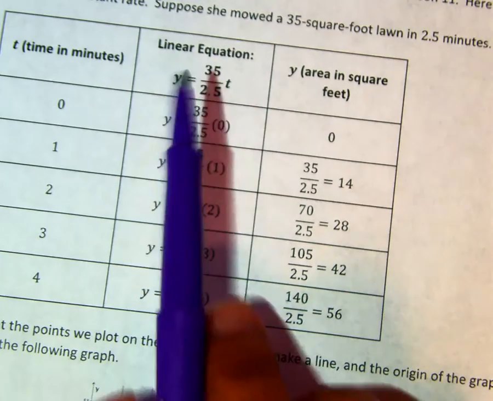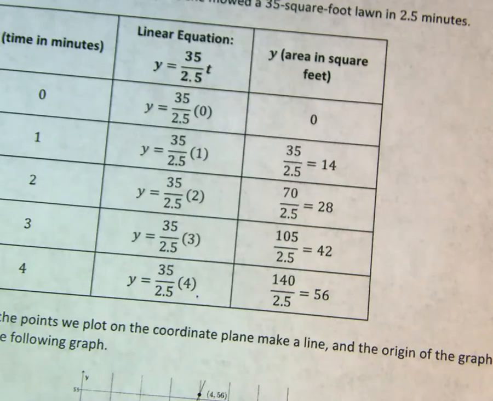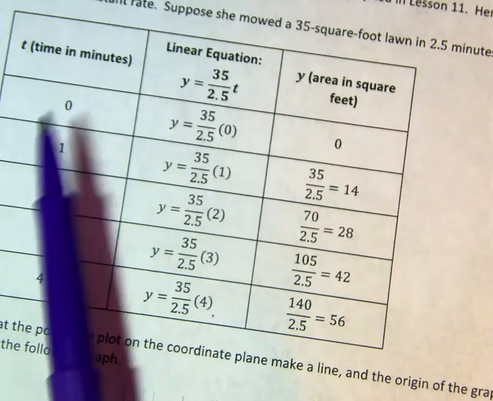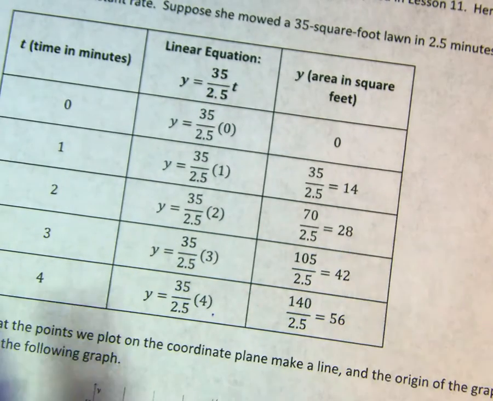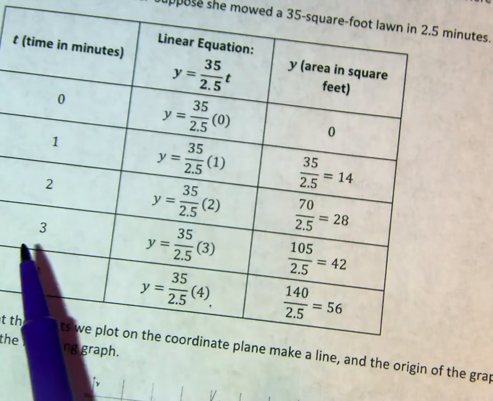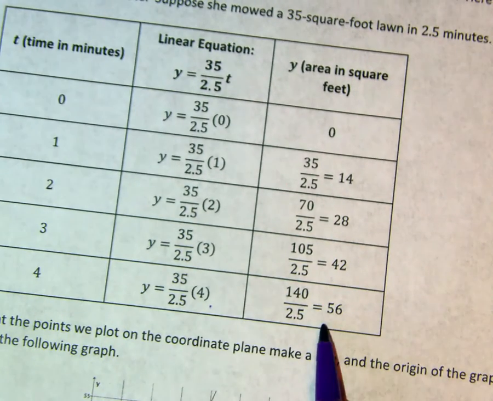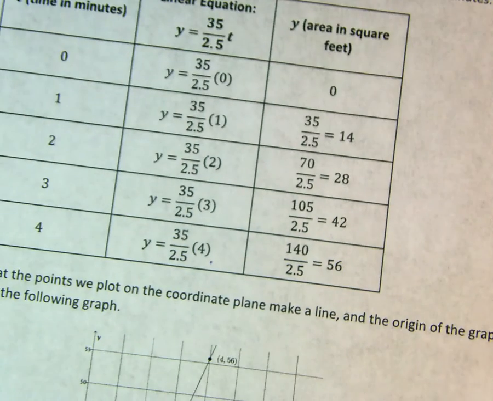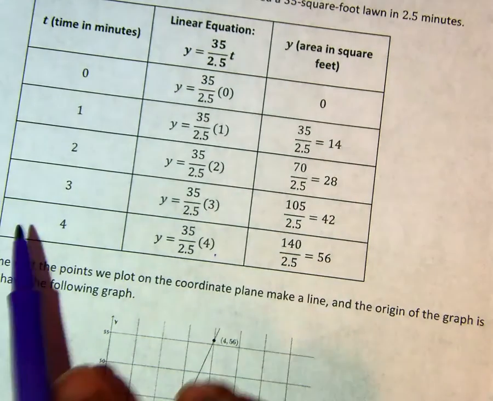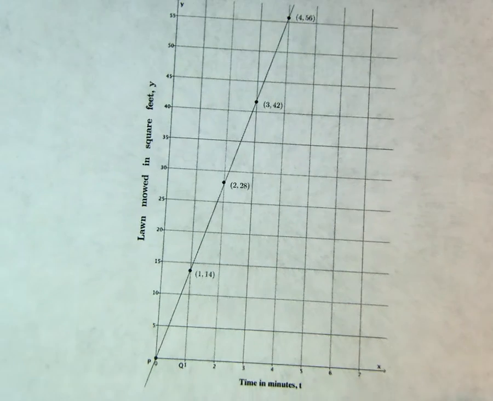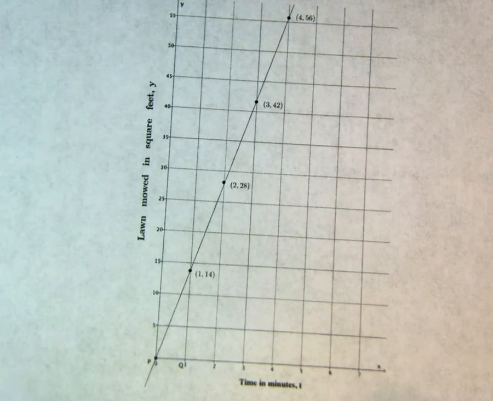We created our 2-variable equation in y and t, and we found that in 0 minutes she mowed 0 lawns, and in 1 minute she could mow 14 square feet, in 2 minutes 28 square feet, 3 minutes 42 square feet, and 4 minutes 56 square feet. Now, if we assume that these points, t and y, could be put on a graph, which they can, that graph will look like this. I'll zoom in on that graph. And you should see that those points make a line, letting us know that this is, in fact, a linear equation. And we want to find the slope of this line.